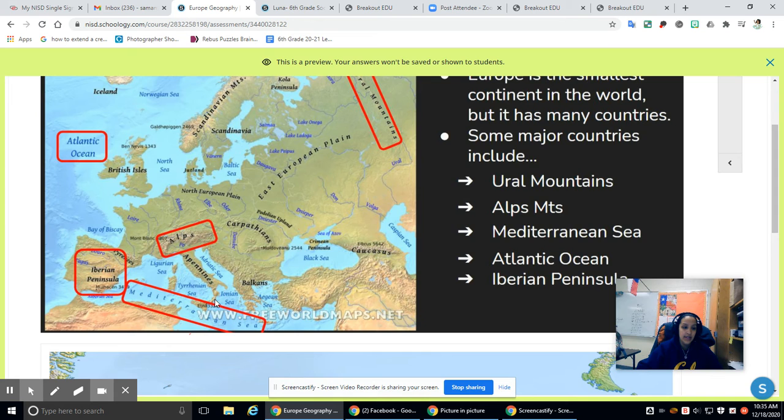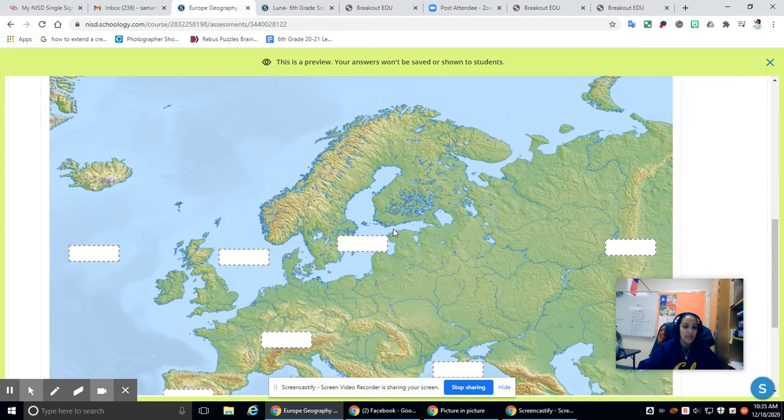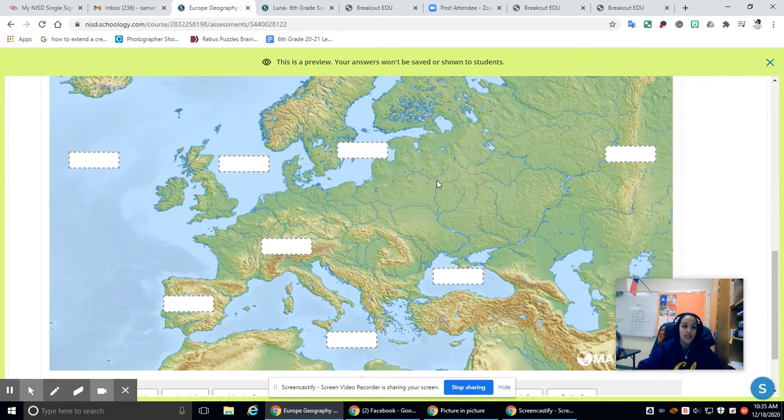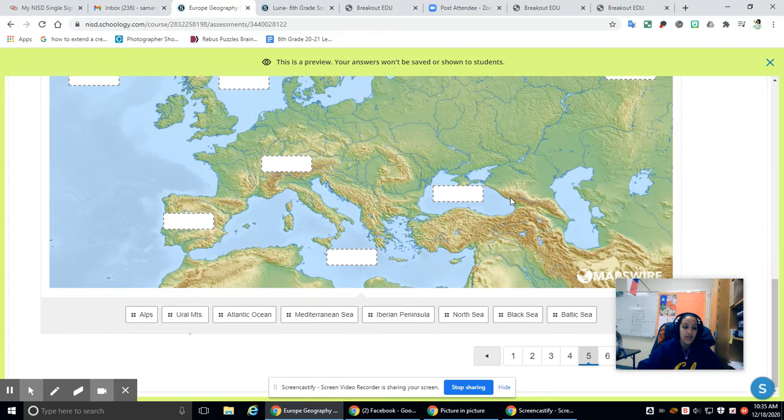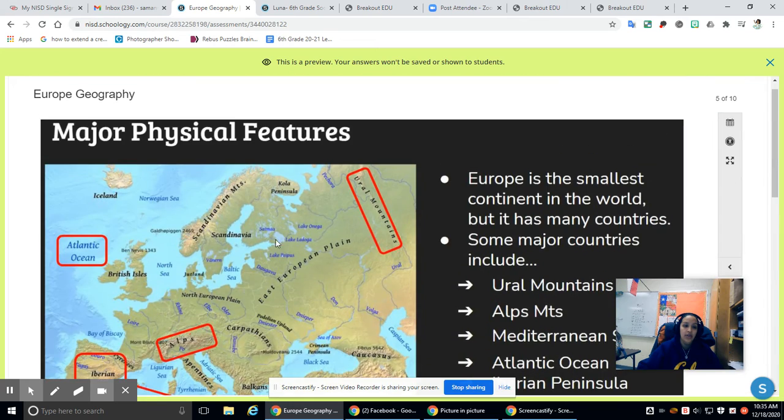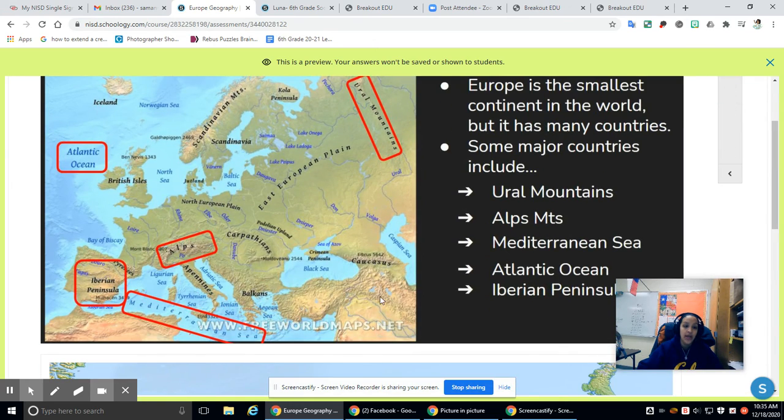North of Italy, because there it is, there's that boot shape, is the Alps. South of Italy, you have the Mediterranean Sea, and that is between Italy and Africa. So here you are going to label the physical features. So where are the Alps, Ural Mountains, Atlantic Ocean, and so on and so forth. And again, you can use this physical map to help you label that.